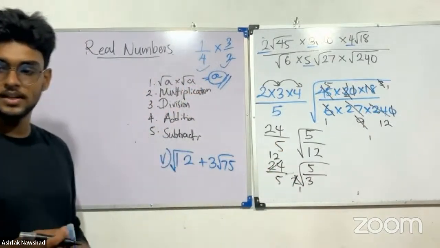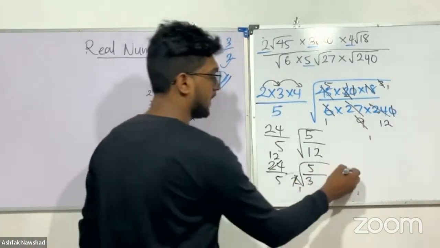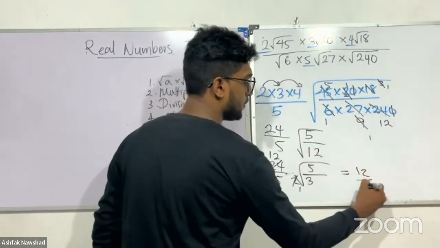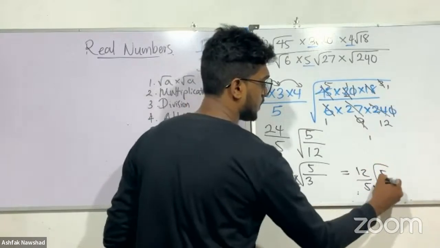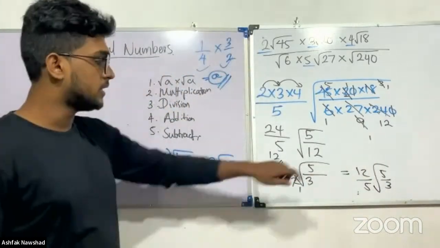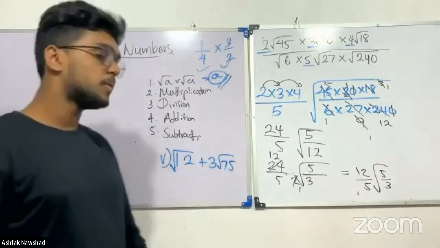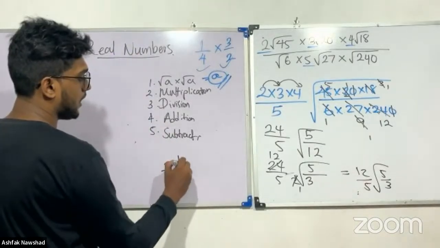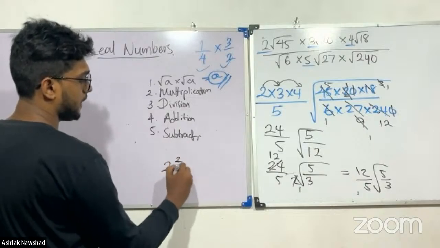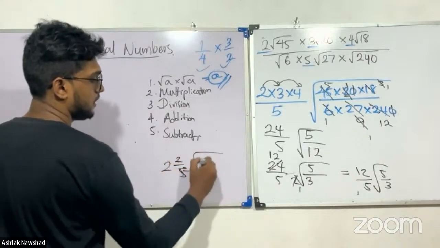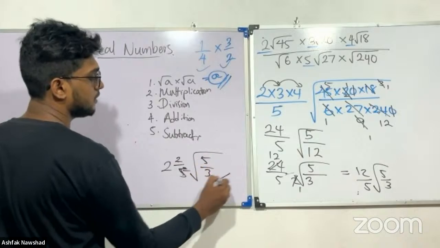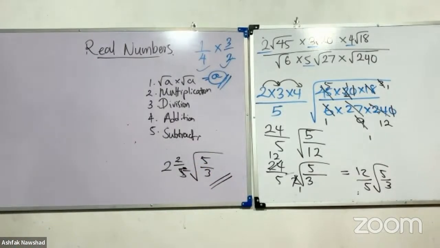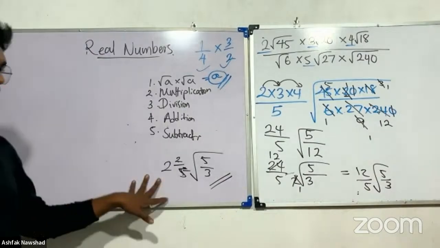Right? Yeah, we can cancel that 2 and 24. So the final answer would be 12 over 5 root 5 over 3. Now you can make this a mixed fraction. 12 over 5 as a mixed fraction is 2 and 2 over 5. And within the root, there's 5 over 3. That's it. Is this clear?